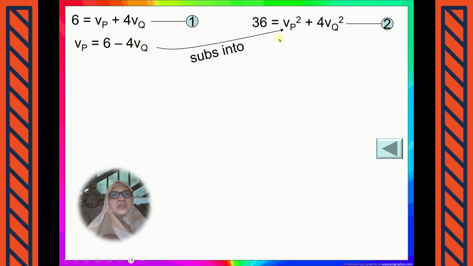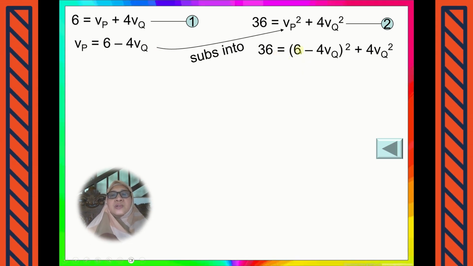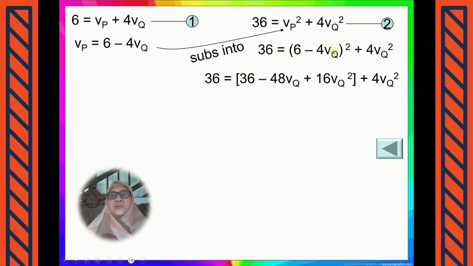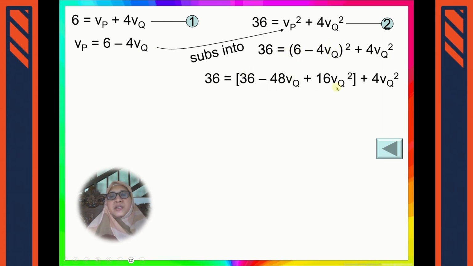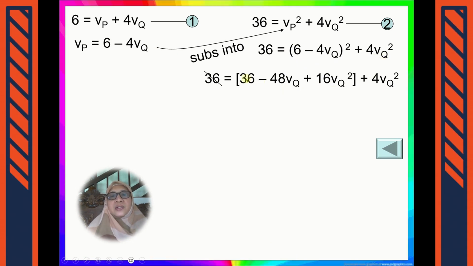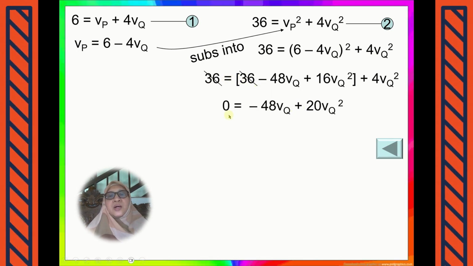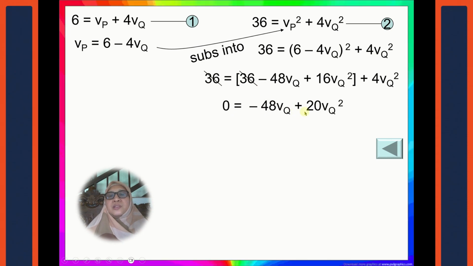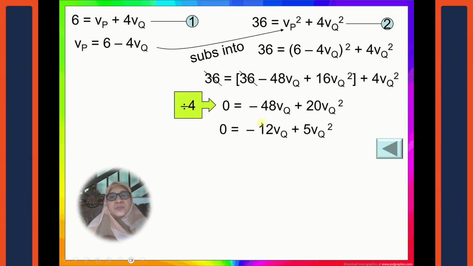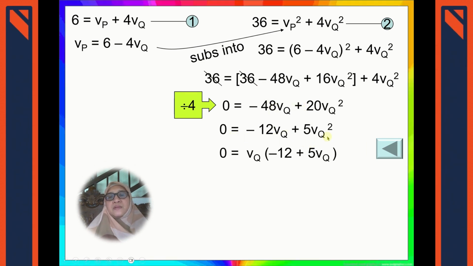Okay, just now this one we substitute into here, so we can get 36 equals to, simplify this. So 36 equals to, expand the bracket here. Then plus 4Vq squared. So the 36 here can be cancelled because 36 minus 36 is 0. So we get 0 equals to negative 48 Vq plus 20 Vq squared. So we simplify, we get 0 equals to negative 12 Vq plus 5 Vq squared.